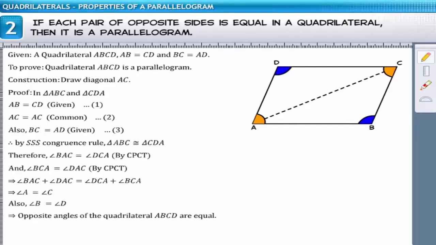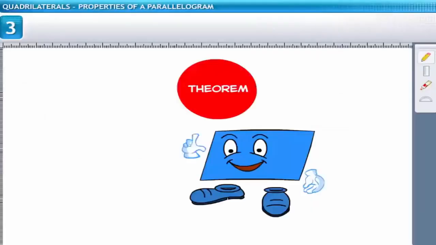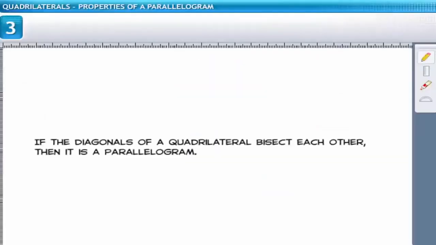We know that a quadrilateral is a parallelogram if the opposite angles are equal. Hence, the quadrilateral ABCD is a parallelogram. The third theorem we are going to prove is, if the diagonals of a quadrilateral bisect each other, then it is a parallelogram.